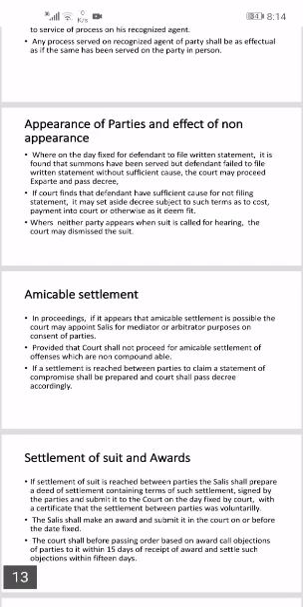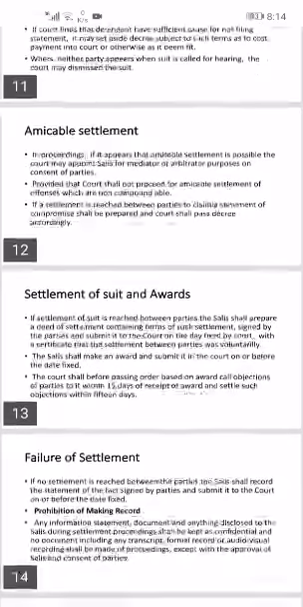If the court finds that the defendant has sufficient cause for not filing the statement, it may set aside the decree subject to such terms as to cost, payment into court or otherwise as it deems fit. Where neither party appears when the suit is called for hearing, the court may dismiss the suit.